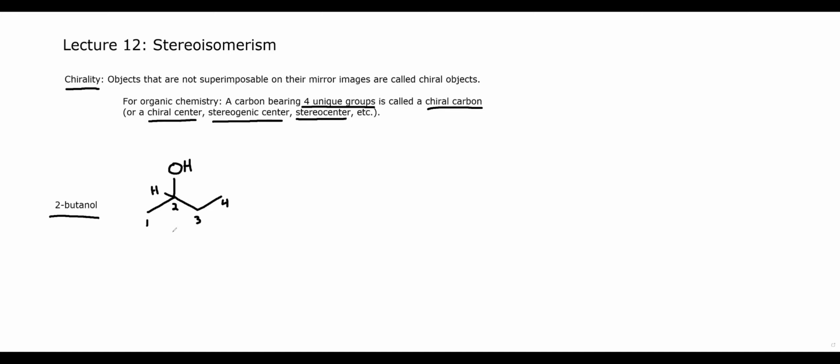Now, what I'm going to do is I'm going to draw 2-butanol. I'm going to draw one stereoisomer of it. And now we're going to draw the mirror image of it. I'm going to draw a dotted line here, which will represent the mirror that I'm drawing, the reflection. So let's draw the reflection of this molecule, the mirror image.